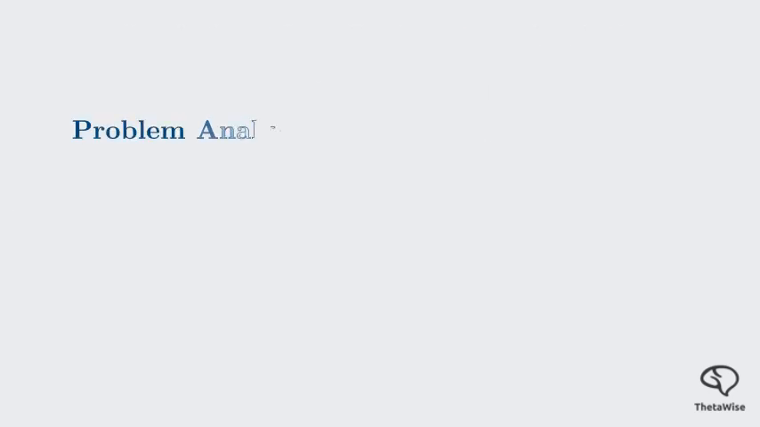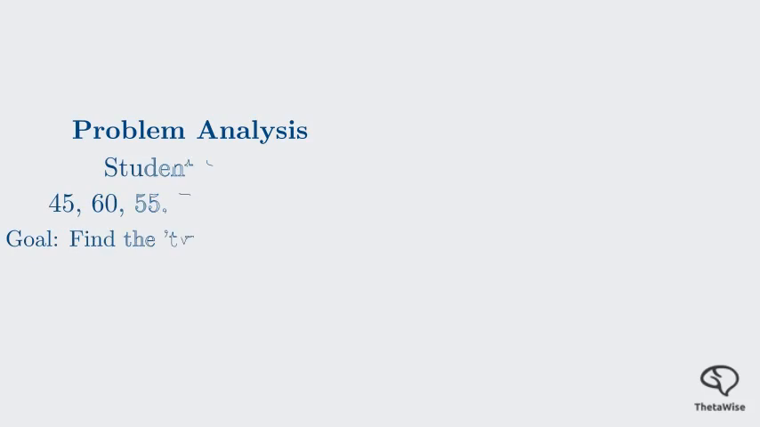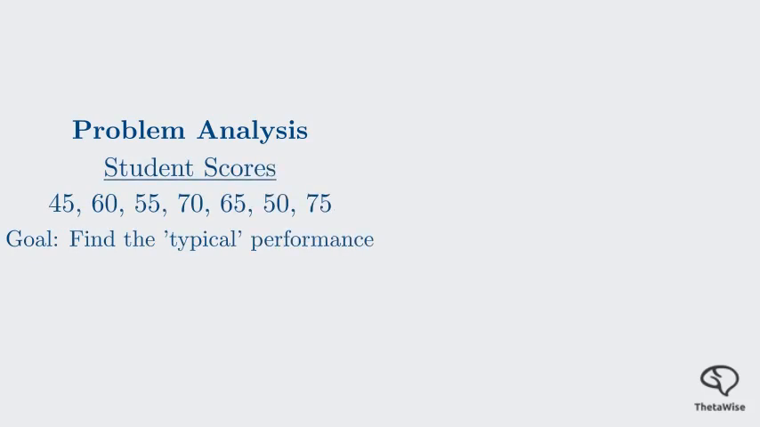Let's start by looking at the problem provided. A teacher is reviewing test scores for 7 students. The recorded scores are 45, 60, 55, 70, 65, 50, and 75. Our goal is to find the typical performance of this group. The teacher wants to understand how the class did as a whole, but specifically wants a measure that isn't overly influenced by extremely high or low scores.